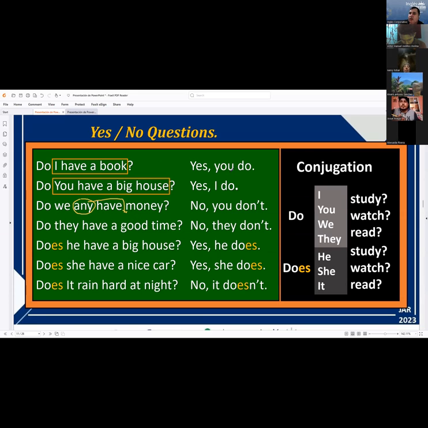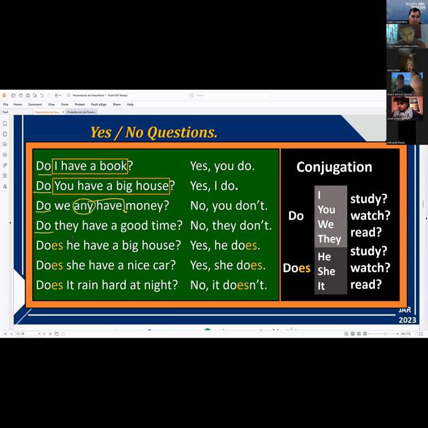Can you say no, I don't. Do I have a book? Yes, I do. Do you have a house? Yes, I do. Do we have any money? No, you don't. Do they have a good time? No, they don't. So, normally, do. Because the auxiliary is do.